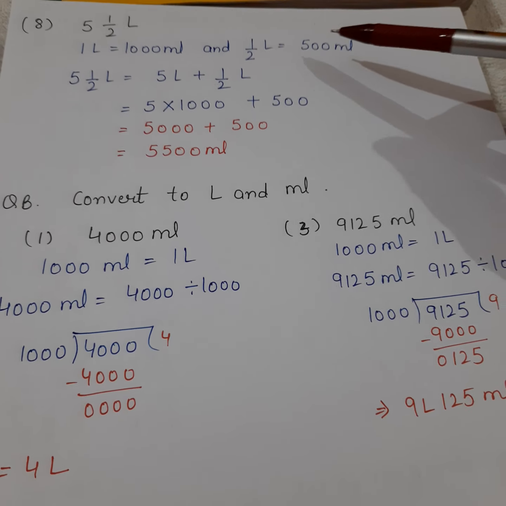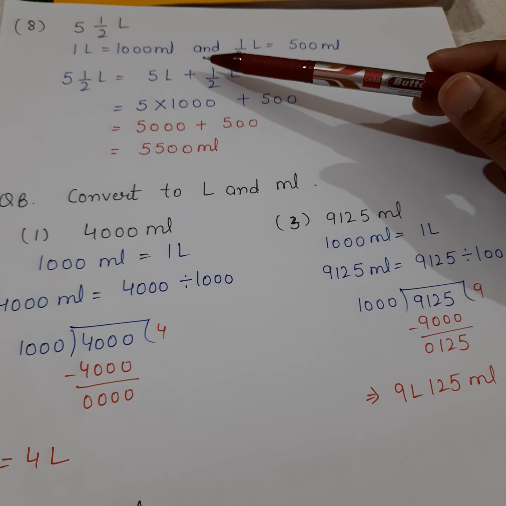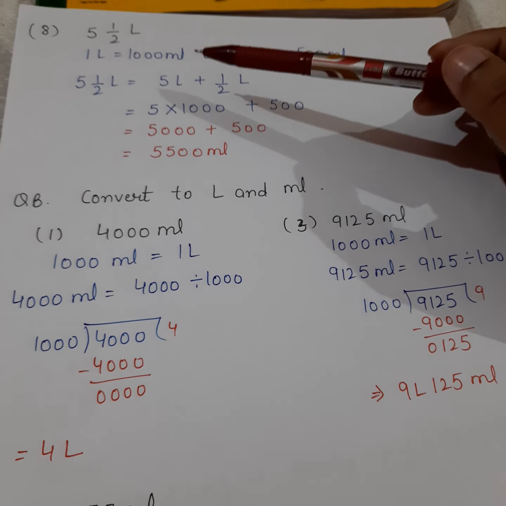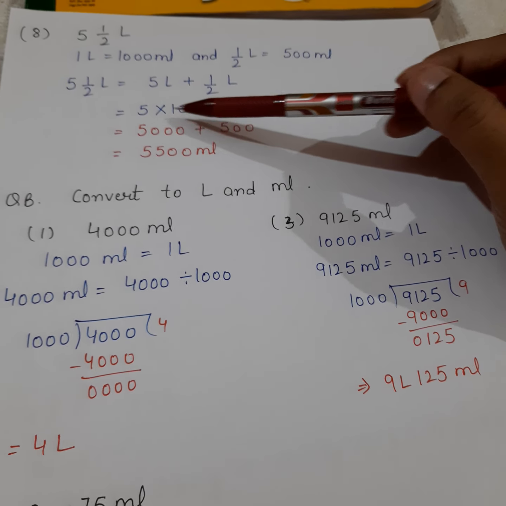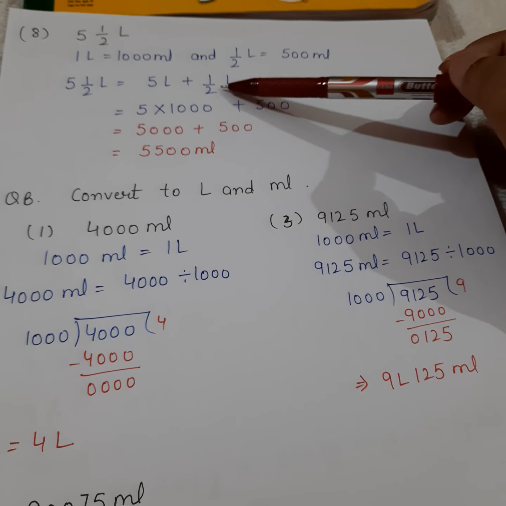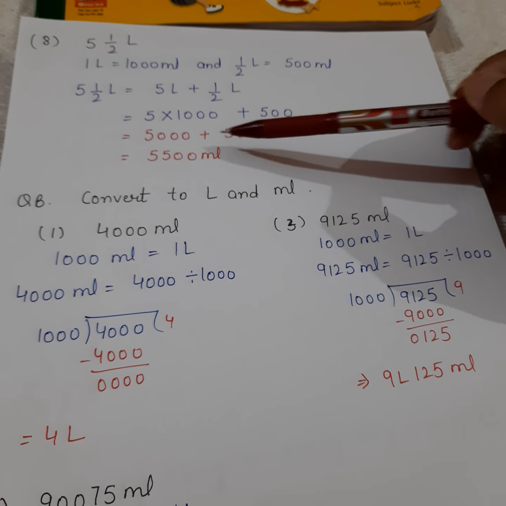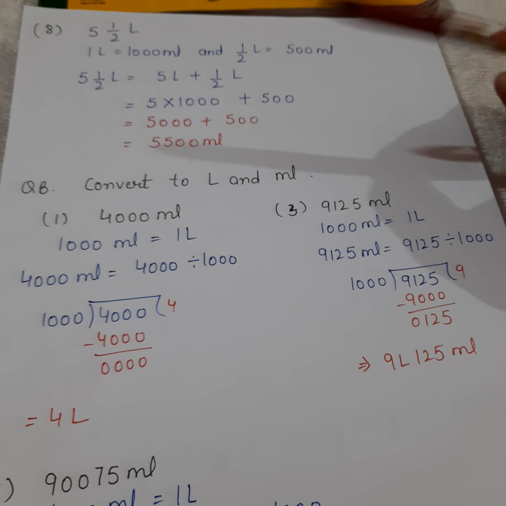Now look here, this is 5.5 liters. So the value of 1 liter is 1000 milliliters, and 1 upon 2 liter, meaning half liter, is 500 milliliters. Now write like this, 5 liter plus 1 upon 2 liter. 5 multiplied by 1000 plus the half liter value, 500. Now 5 into 1000, 5000 plus 500. So what will come after addition? 5500 milliliters. So like this we have to solve.